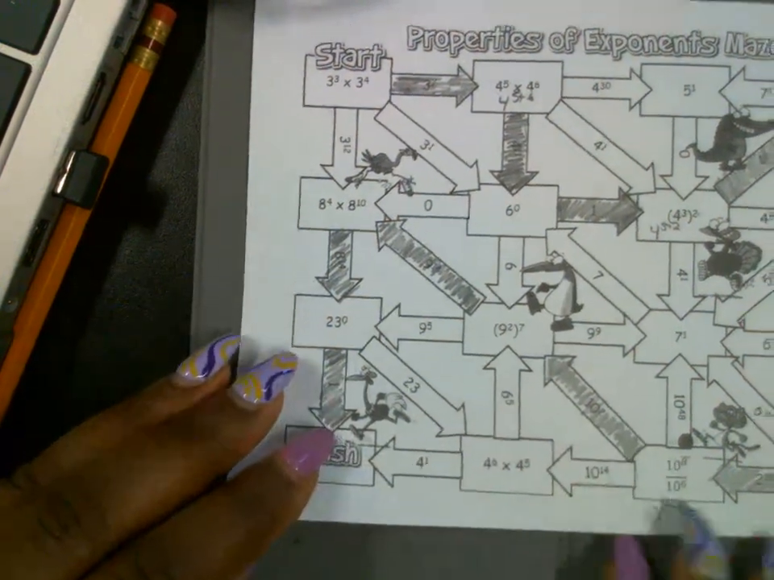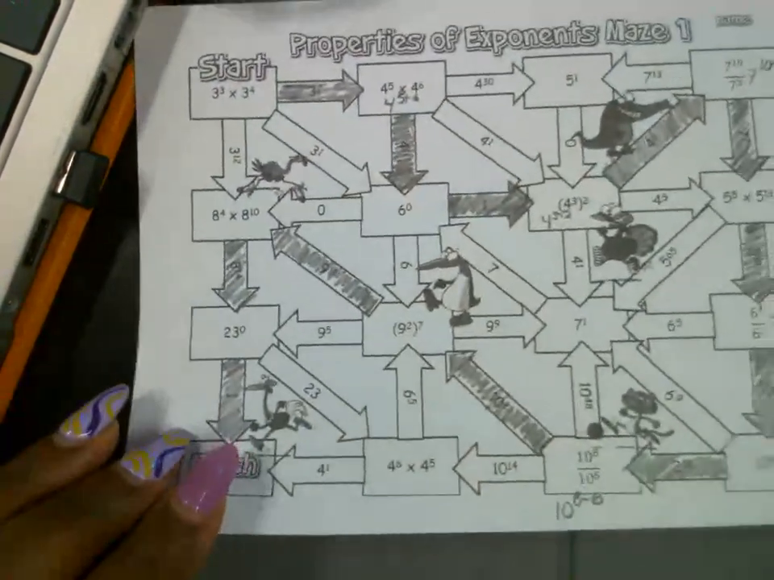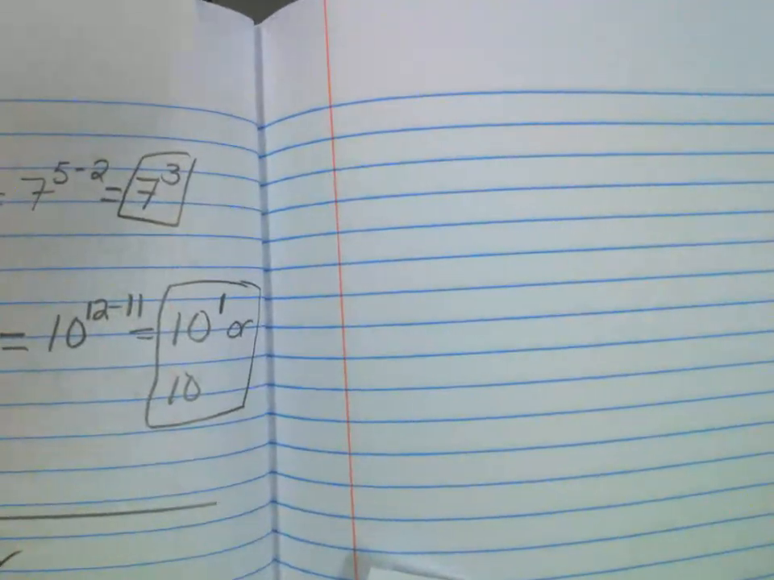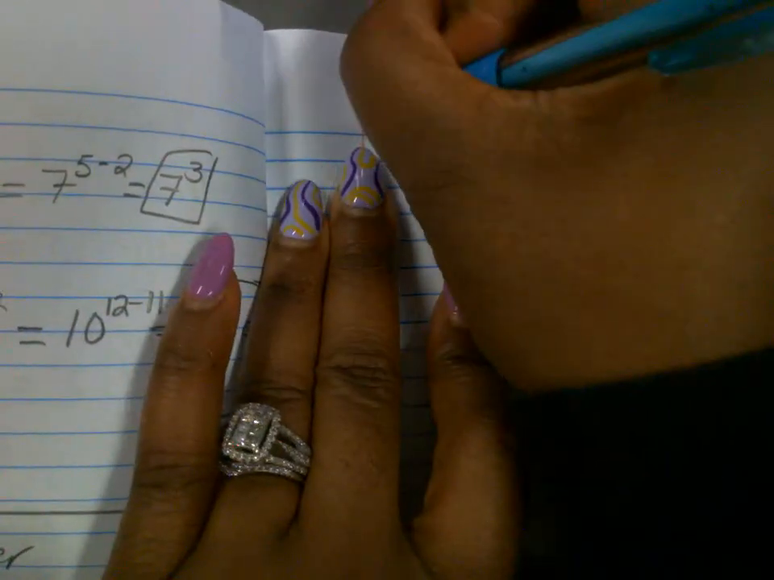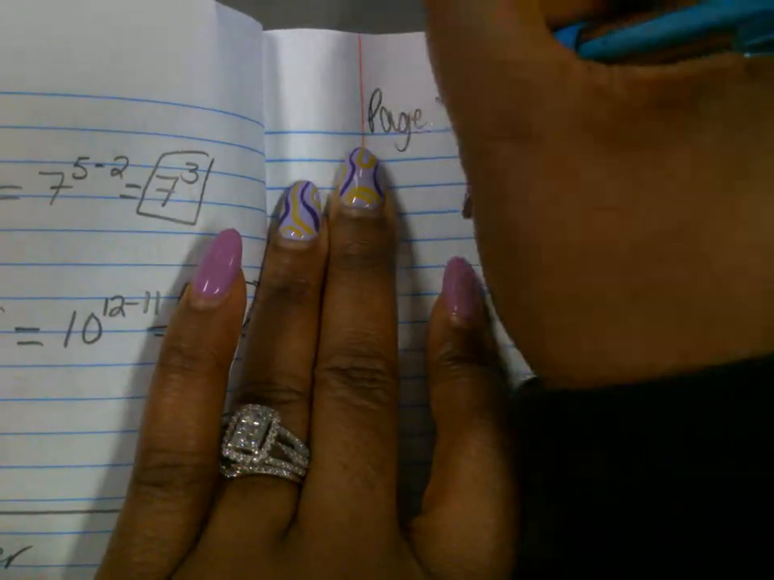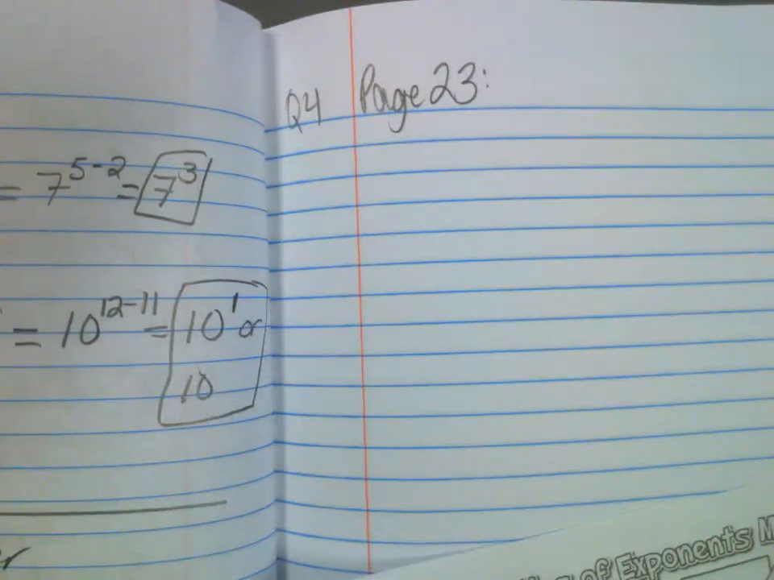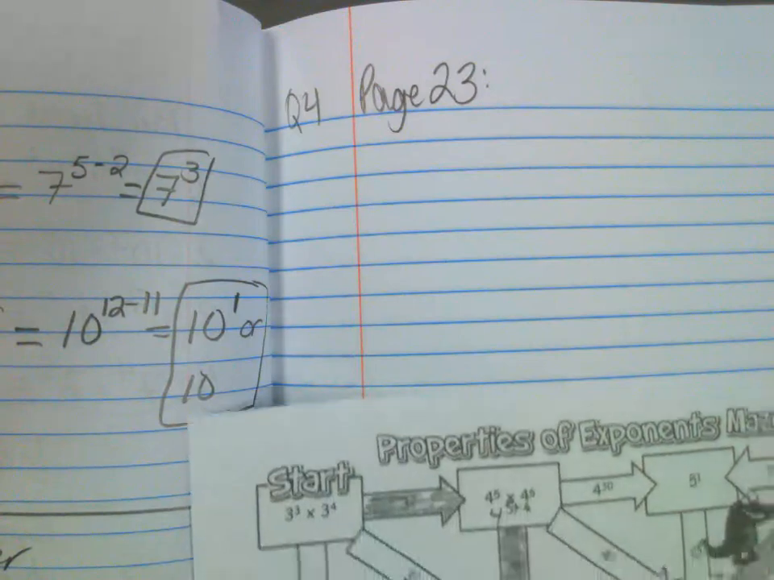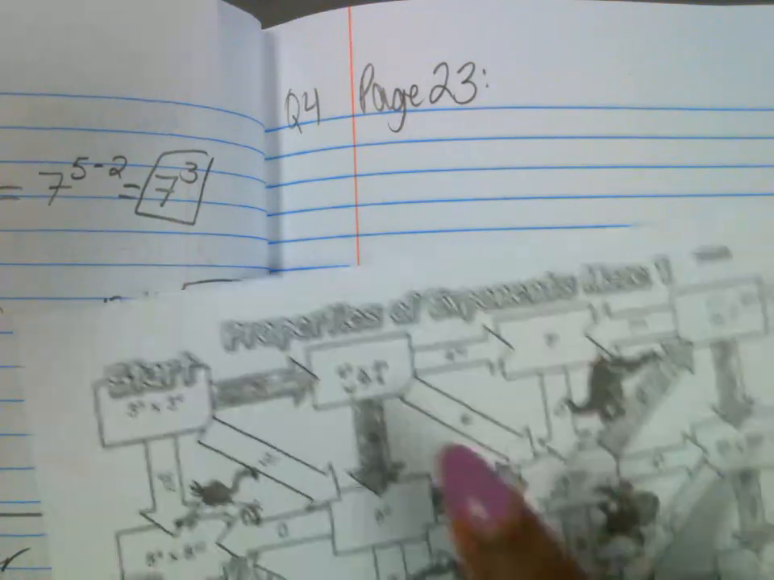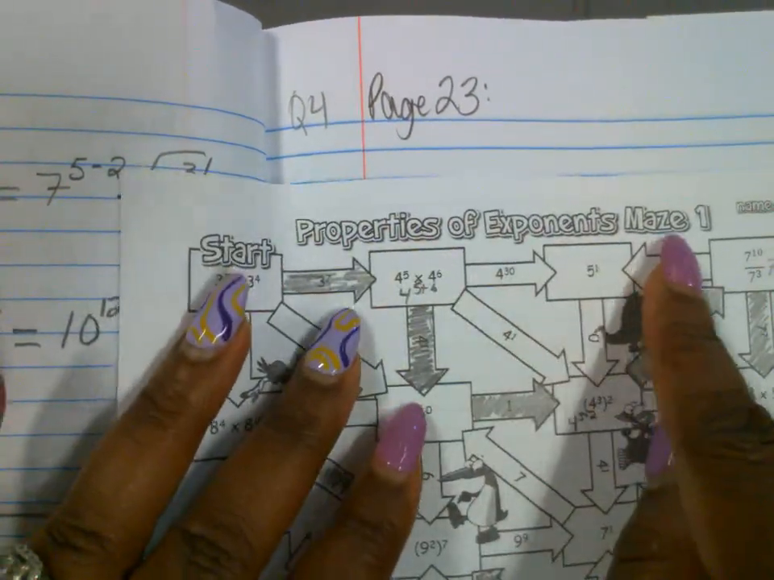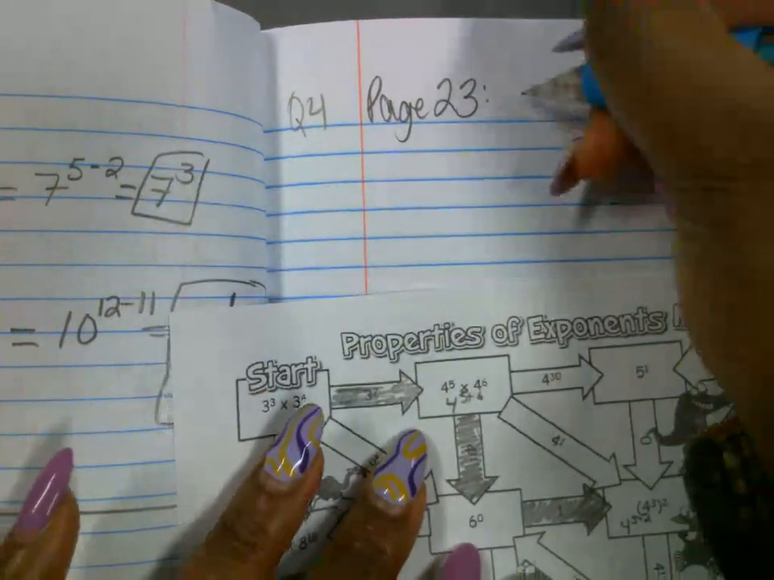And now I need you to paste this in your notebook. Let's do that now. I'm going to pause for the calls. All right, this is page 23. And this is going to be Properties of Exponents, Maze 1.